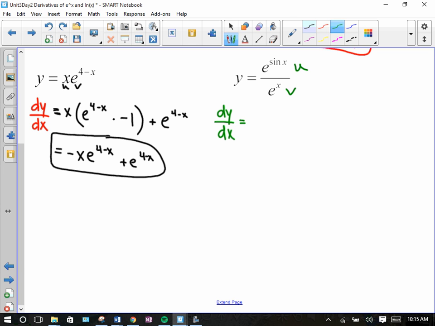So it's going to be v du. So it's going to be times e to the sine x times, what's the derivative of sine x? Cosine x. Does that make sense how we got that? So that e to the sine x times cosine x is the derivative of u. It's going to be e to the x one times the derivative of the x one.